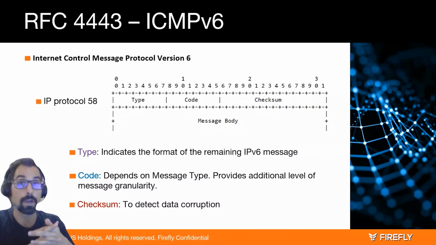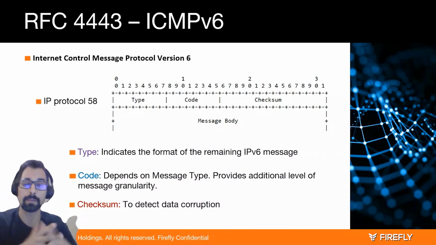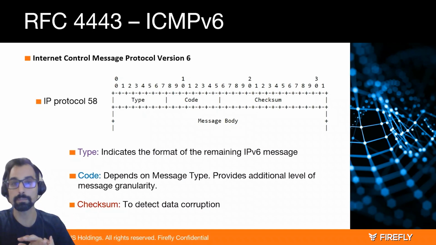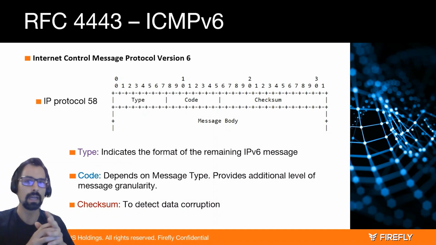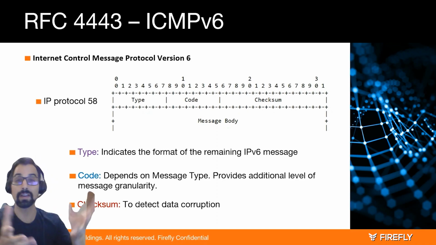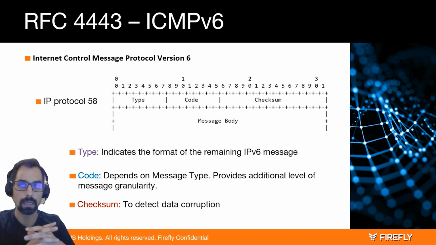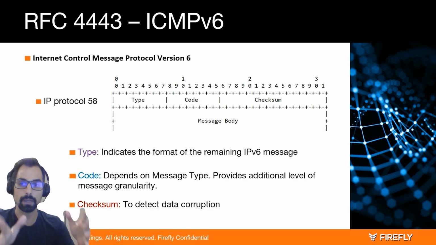Okay, guys, let's keep going. Now we're going to discuss a little bit about ICMP version 6 and also about the Neighbor Discovery Protocol, which is also part of ICMP version 6. We start with RFC 4443, which defines the general formats of ICMP version 6. Particularly, we have here IP protocol 58. It has its own IP protocol, and the general packet is always going to have a type, a code, and a checksum.